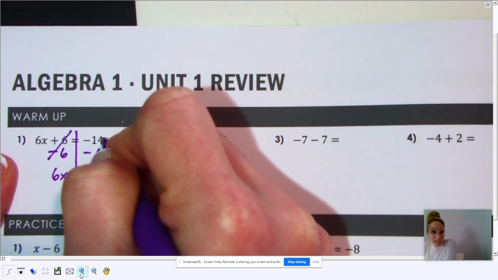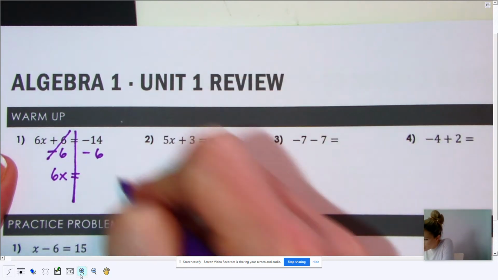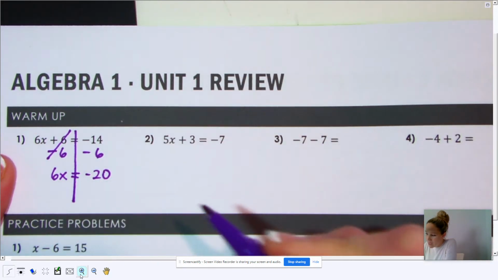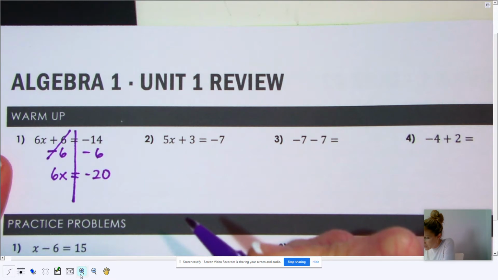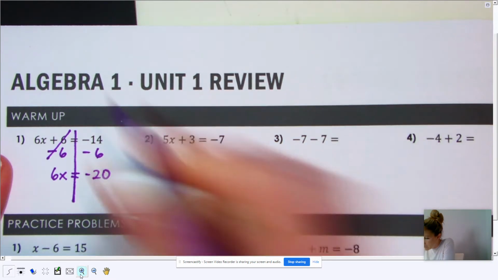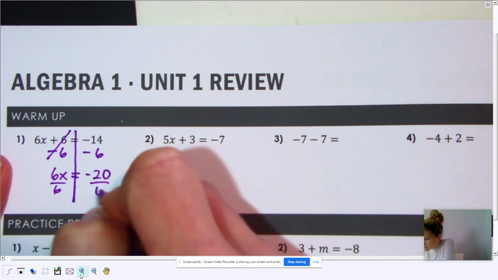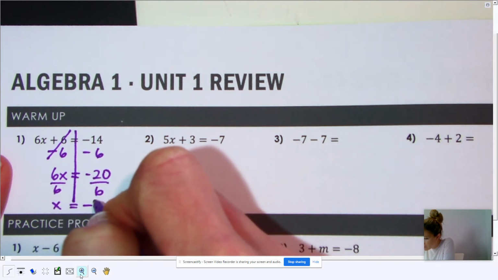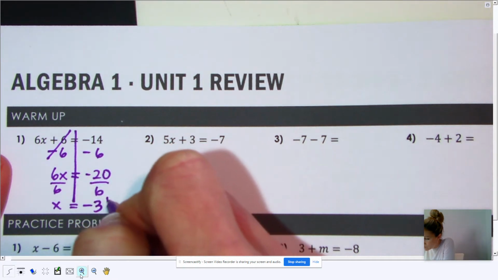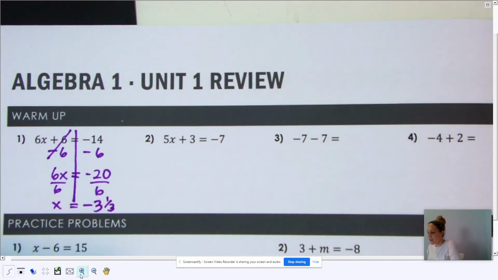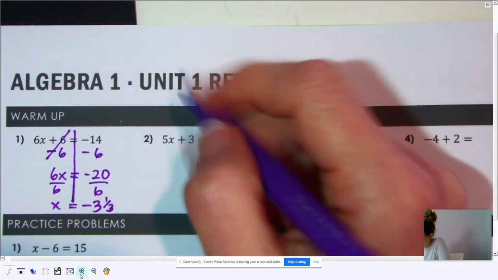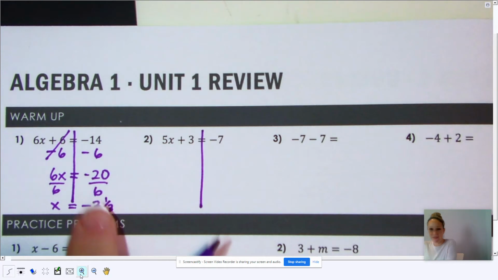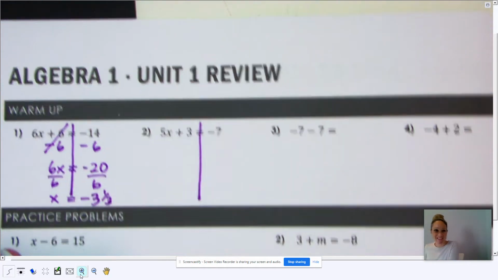So if I have 14 negatives and 6 negatives, that's 20 negatives altogether. And then I would divide by 6 on both sides. And so we get x is equal to negative 3 and 2/6, which is 1/3. Question number 2. So that's right. Always makes me nervous when I get a fraction at the end. It makes me think I did it wrong.